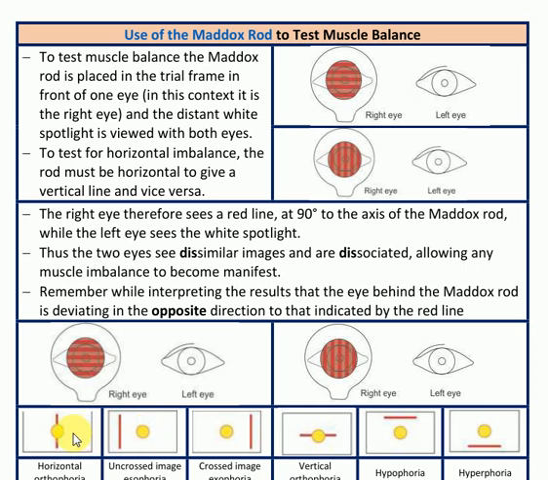So thus the two eyes see dissimilar images. Both eyes are dissociated, allowing any muscle imbalance to become manifest. Remember, while interpreting the results, that the eye behind the Maddox rod, in this case the right, is deviated in the opposite direction to that indicated by the red line. So the red line and the eye are opposite to each other.